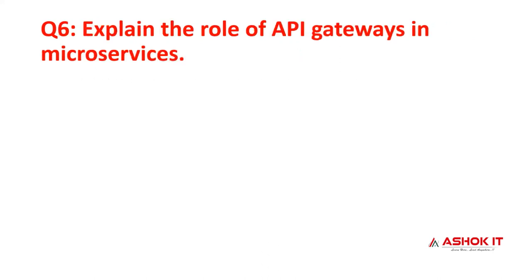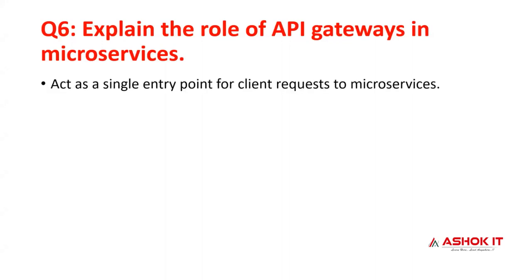Question number 6, explain the role of API gateways in microservices. There should be one entry, one exit concept for all our microservices whenever a client makes a request. It handles dynamic routing and load balancing. When a request is made by a client, it has to choose one instance that has less load, execute that microservice, get the response and give it back to the client application.